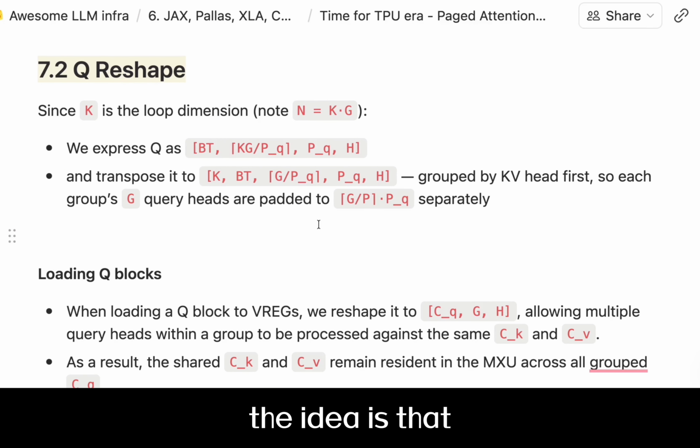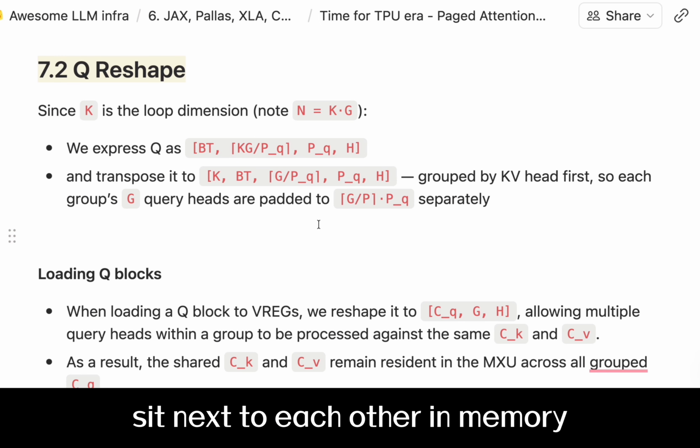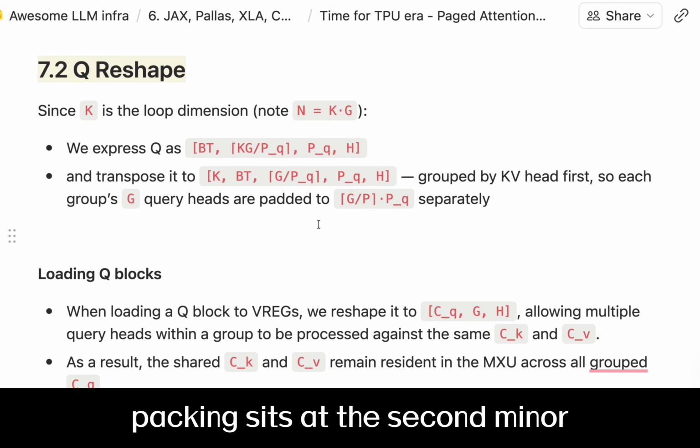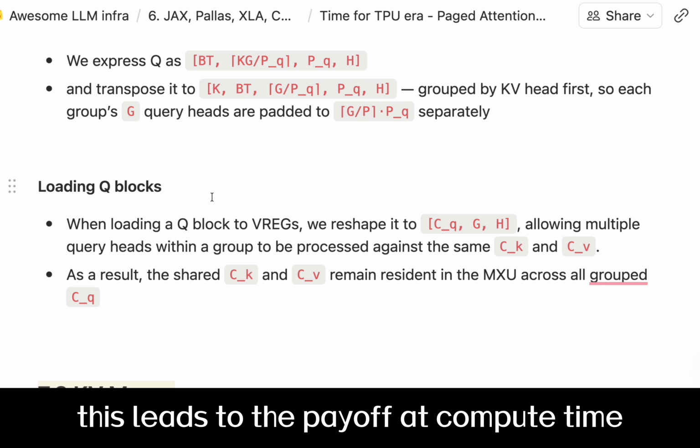In summary, the idea is that query heads in the same group sit next to each other in memory. Packing sits at the second minor, and the tiling XLA hands back is automatically fine-grained. This leads to the payoff at compute time.